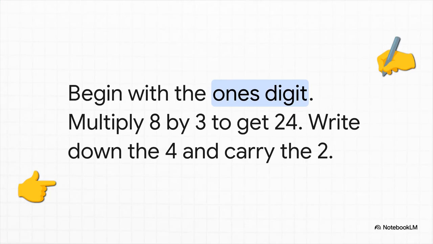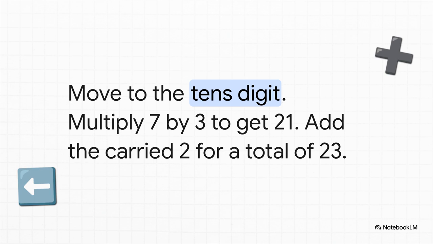The whole thing starts on the far right, with the ones column. First up, you do 8 times 3, which is 24. Simple enough? You write down the 4, and you carry the 2. That's that foundational first move. Next, we just slide over one column to the left. We multiply 7 by 3, and that gives us 21. But, and this is so important, we can't forget that little 2 we carried over from the last step, so we add it on, giving us 23. Then you just write down the 3, carry the new 2, and you literally just keep repeating this exact process all the way down the line.